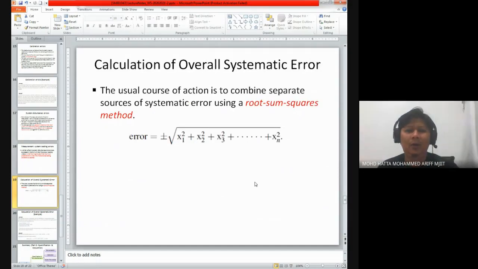Okay, in order for us to calculate the overall systematic error, we will use the technique called the root sum squared method, or actually we try to take the RMS value, root mean square, as it is sometimes known as well.